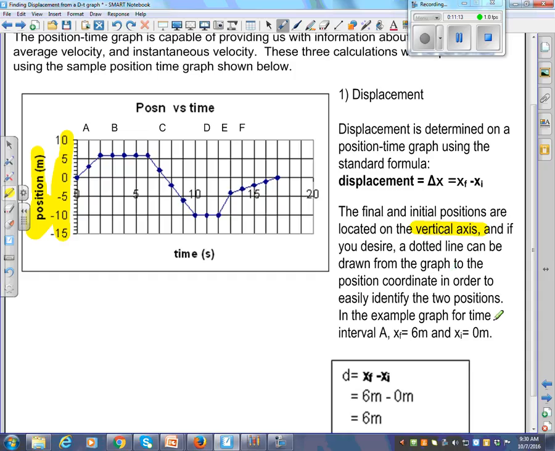In the example graph for time interval A, I'm going to do interval A, and then guess what? You're going to do B and C and D and E. So don't ask when I get you to do B, how do I do this? I'm telling you right now. Here's how to do it.